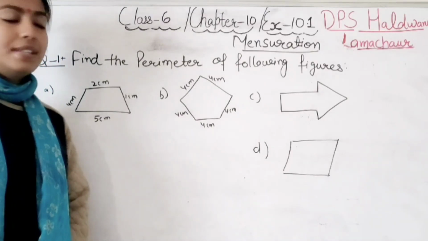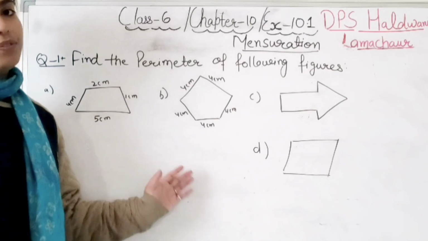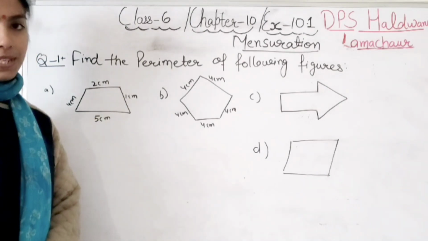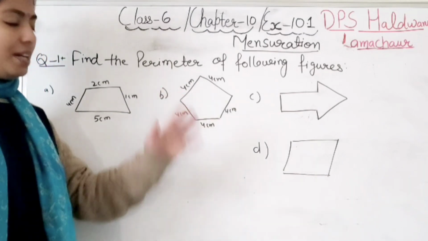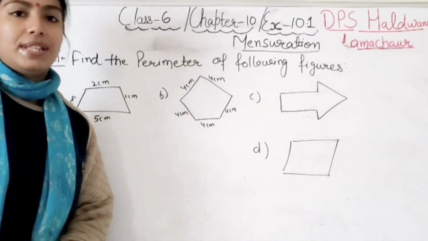Number 1 student, very simple. The following figures, you have to find out the perimeter. So now the figure is given to you. Perimeter means sum of all sides. How many sides are there? You just add all the sides.